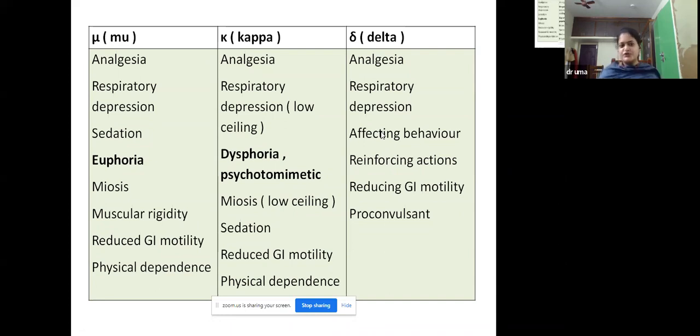But mu causes euphoria, while kappa receptors are more prone to cause dysphoria and psychotomimetic effects. Miosis occurs, along with muscular rigidity, and they reduce GI motility. Physical dependence occurs with mu and kappa receptors. But delta receptors are mainly proconvulsant and affect behavior. So mu produces euphoria, kappa produces dysphoria and psychotomimetic effects, and delta is a proconvulsant.